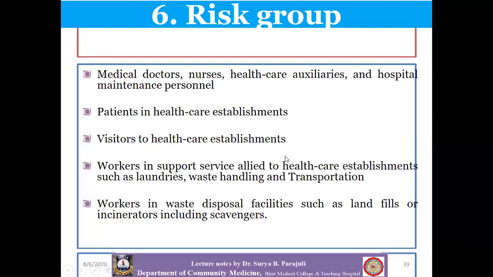The non-hazardous waste producers are healthcare visitors. Visitors are the sources of non-hazardous waste. You can see in our hospitals in LMICs, India, Nepal, if one patient is admitted in certain healthcare institutions, I don't know, we have lots of visitors.